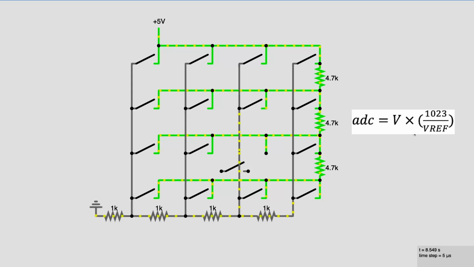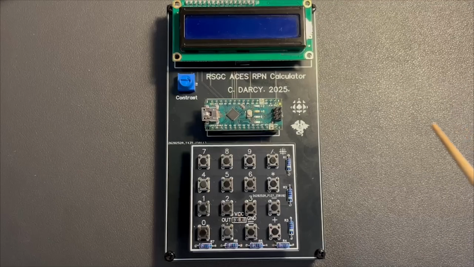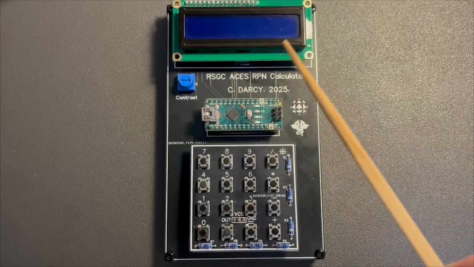And there's another formula here to calculate what the Nano analog read function gives you, where V is the output voltage from the keypad, Vref is just 5 volts, and ADC is what the Nano analog read function gives you. So this is the PCB for the calculator.